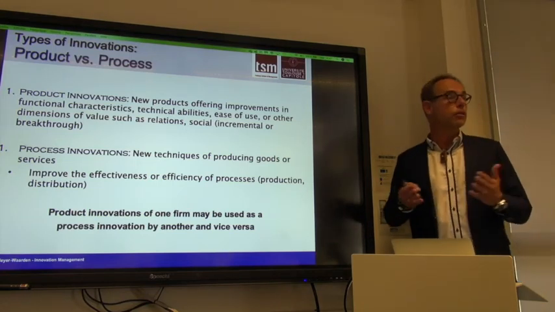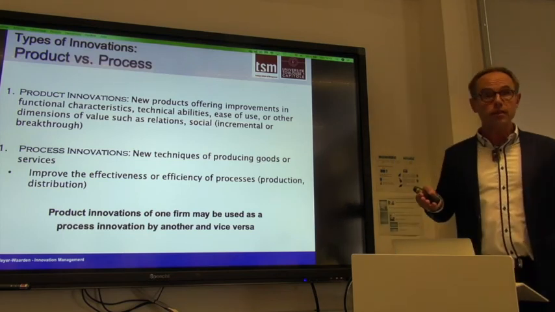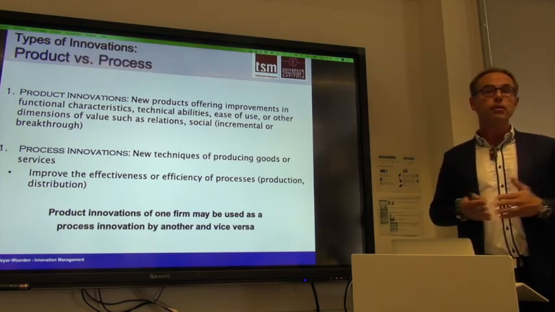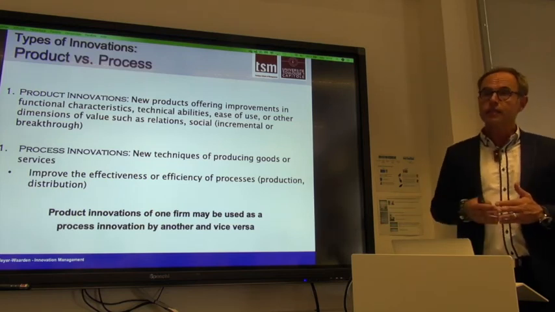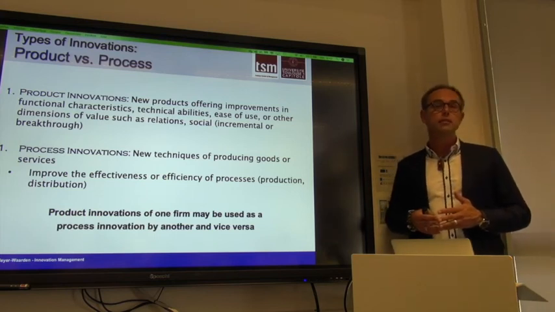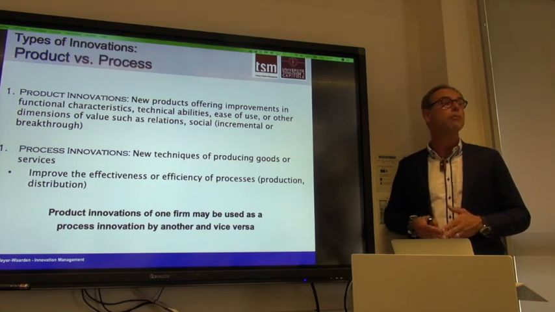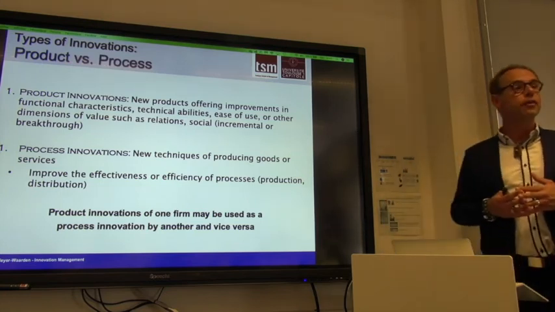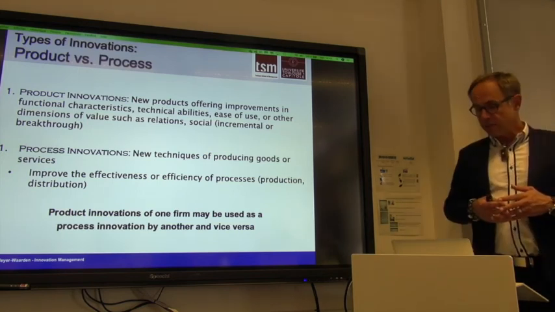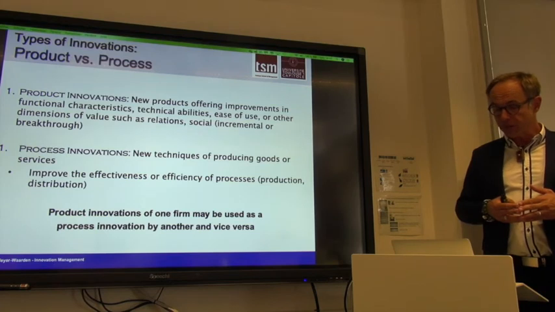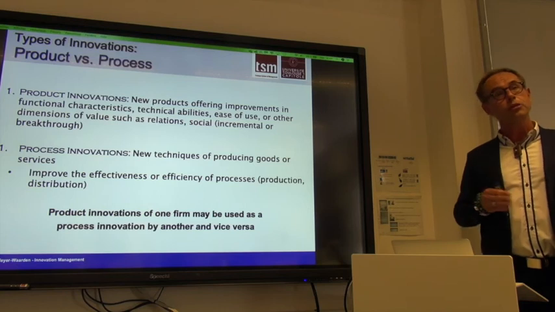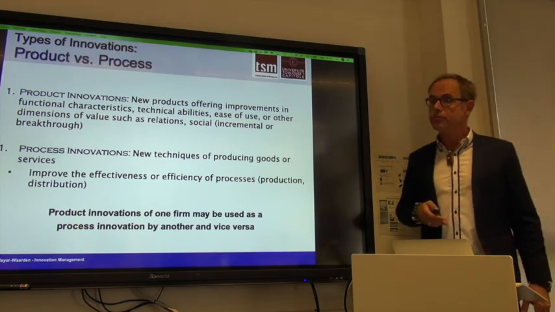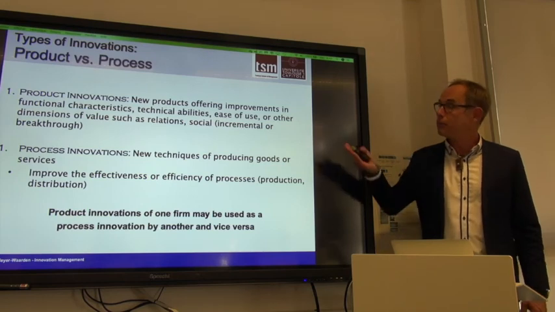Or the IoT is a technology that can be used for a lot of things in logistics to track products, but it can also be used to track customer behavior with a smartwatch or smart bracelet. You can track behaviors, you can track health functions, and this information can then be used to do personalized recommendations, which is the main target of customer relationship management. So, product innovations of one firm may be used as a process innovation by another, and vice versa. A lot of product innovations are used in process innovations, and a lot of process innovations can be used also to improve product, in order, for example, to increase ease of use.